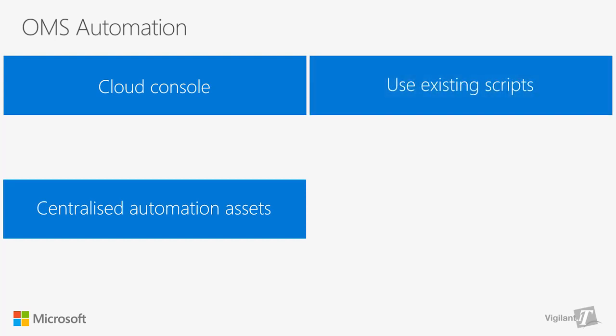The automation service was built with a major focus on keeping your development investments safe. Any existing PowerShell scripts or workflows can be imported and used as is in the platform. And if you are using Orchestrator today, you can convert those workflows so that they will run in OMS Automation.